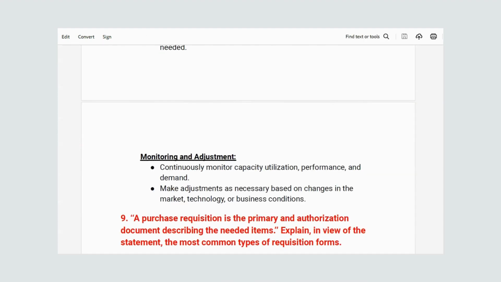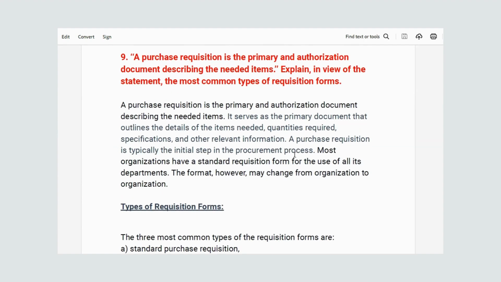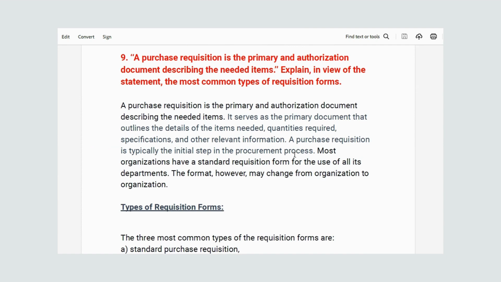Okay, so let's see the notes that I prepared for it. So, a purchase requisition is the primary and authorization document that describes the needed items. It serves as the primary document that outlines the details of the items needed, the quantities required, the specification, and all other relevant information.